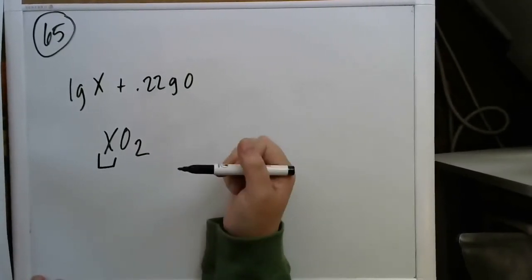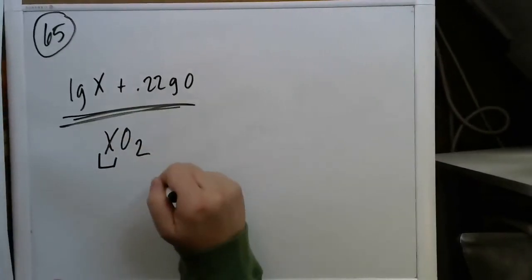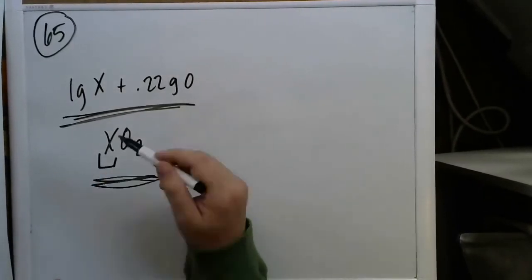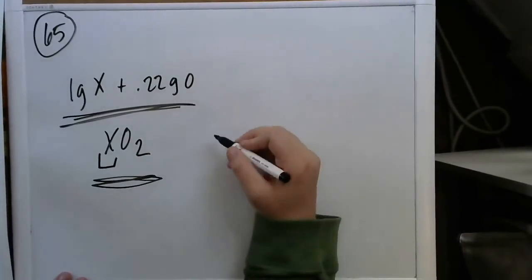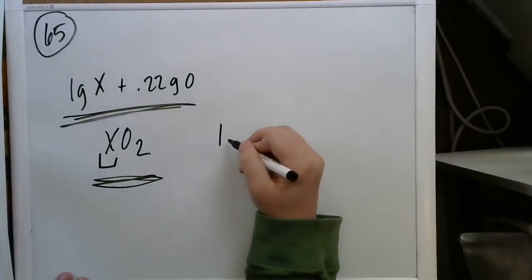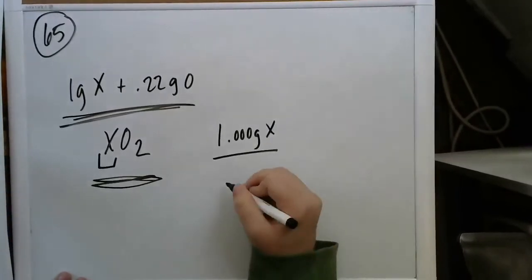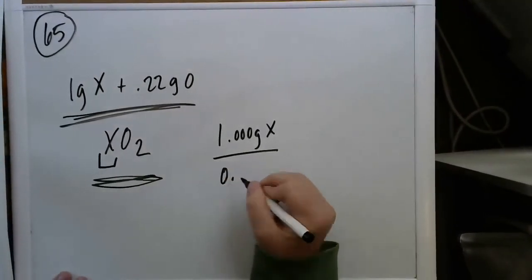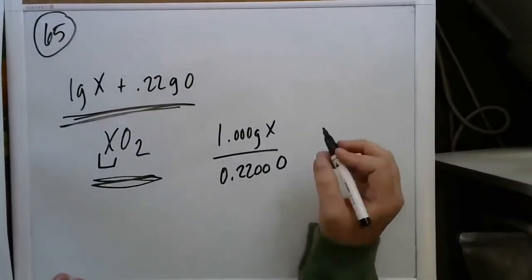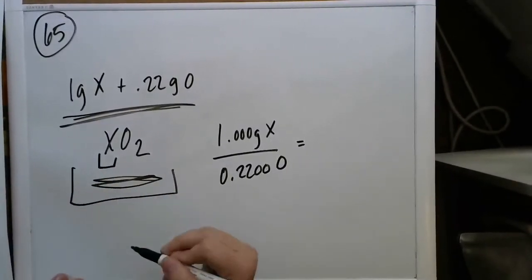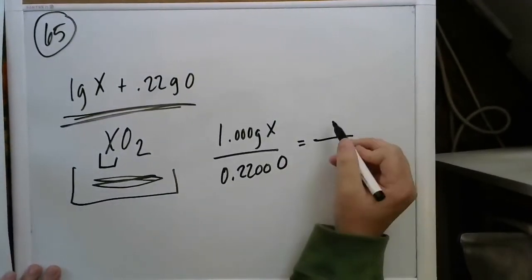So if you think back to the proportion stuff we did, we know that we can use the ratio that's present here to figure out what the ratio is here. Those are going to have a connection between the two of them. So we know that for every 1.00 grams of X, we are going to acquire 0.2200 grams of oxygen.